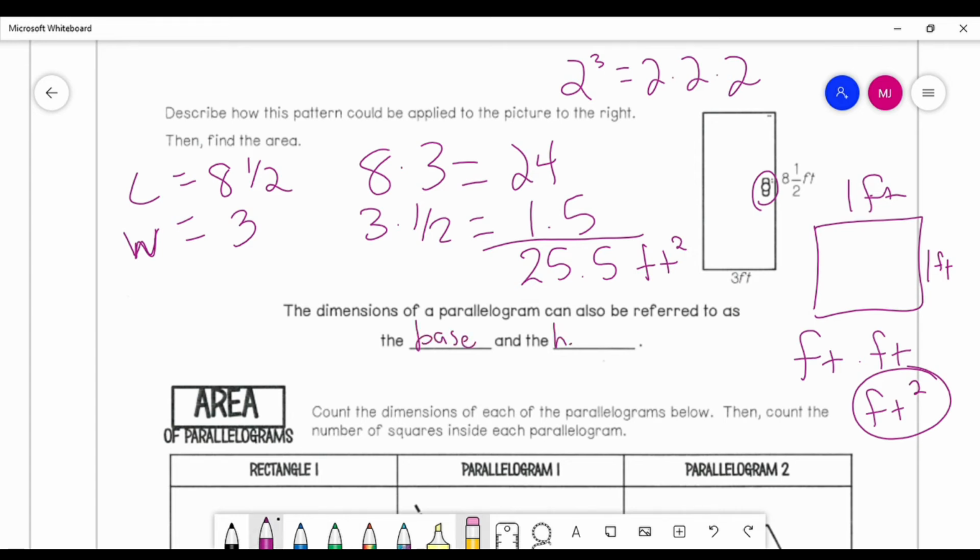The dimension of the parallelogram can also be referred to as the base and the height. So yes, this is a rectangle. It is also a parallelogram because opposite sides are parallel.